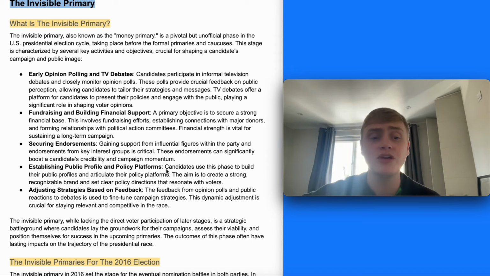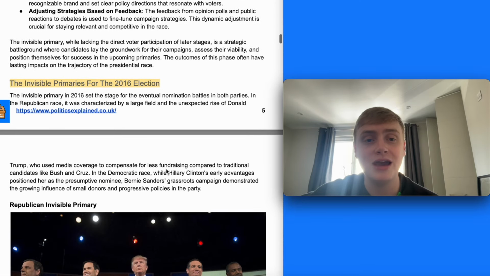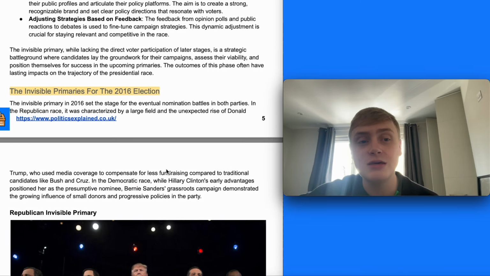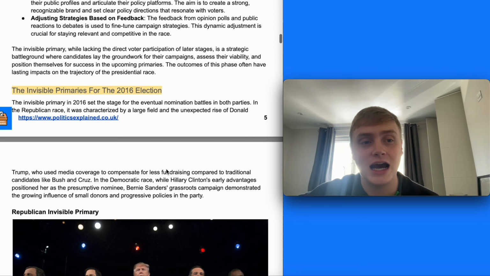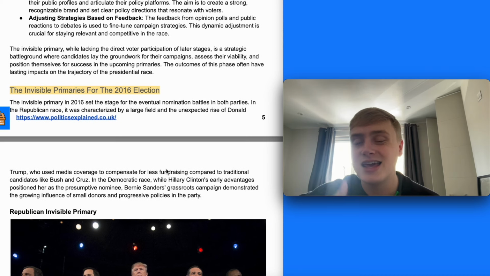So the invisible primary, whilst lacking the direct voter participation of later stages, is a key battleground where candidates lay the groundwork for their campaigns, assess their viability, and position themselves for success in the upcoming primaries. The outcome of this phase often has lasting impacts on the trajectory of the presidential race.